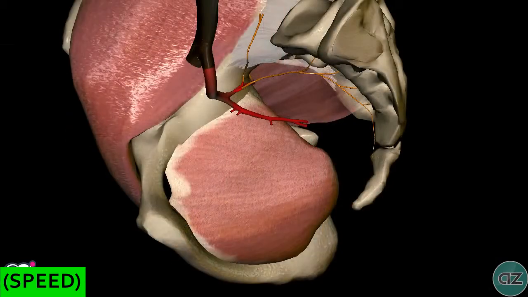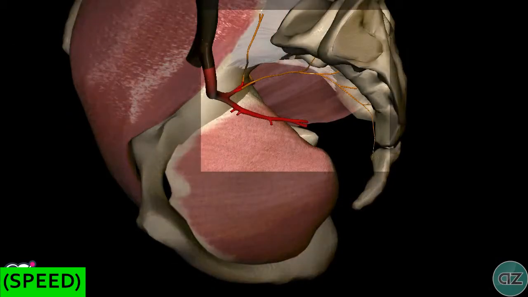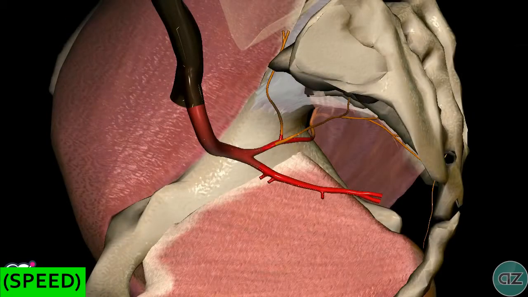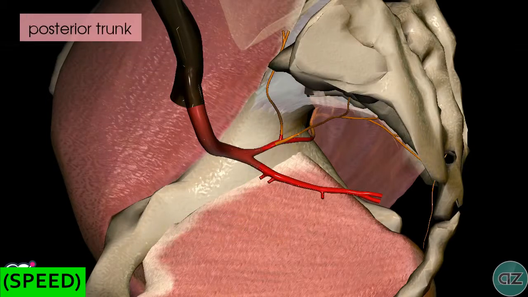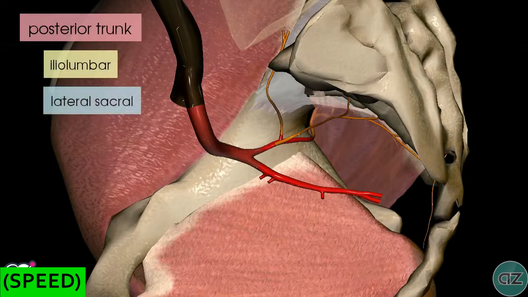What we're now looking at is the right internal iliac artery, and we've removed the left and we've removed the external iliac artery. I've just zoomed in a little bit closer and you can see the two trunks. One extends posteriorly and is known as the posterior trunk, and the other one, which I've removed the branches from and we'll come on to talk about in a moment, is the anterior trunk. So you've got the anterior and posterior trunk. The posterior trunk has three branches. You've got the iliolumbar artery, the lateral sacral arteries, and the superior gluteal artery.